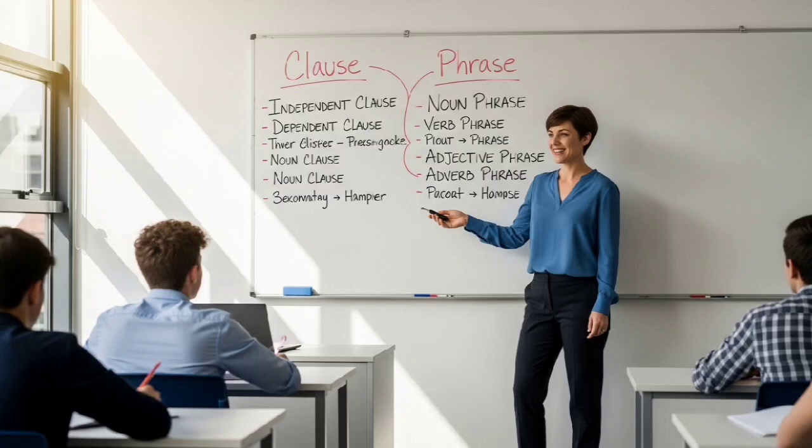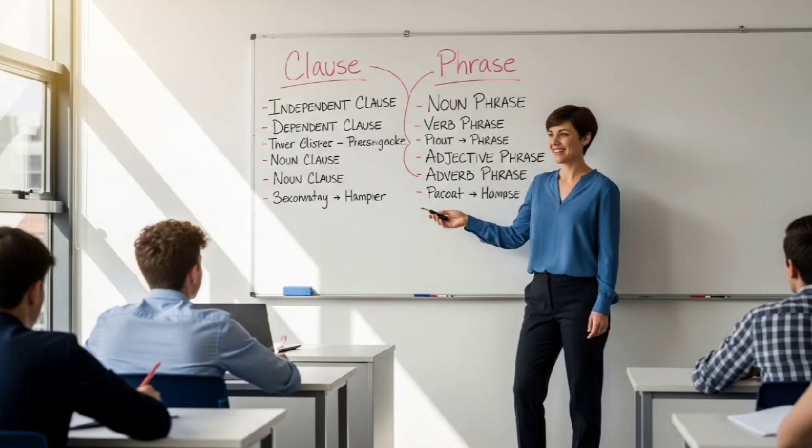Verb phrase. A verb phrase has the main verb and helping verbs. For example: is going, has eaten, will be sleeping. These verb phrases show action or state of being. Adjective phrase. An adjective phrase describes a noun. For example: full of energy, made of gold, covered with dust. It gives more details about the noun.